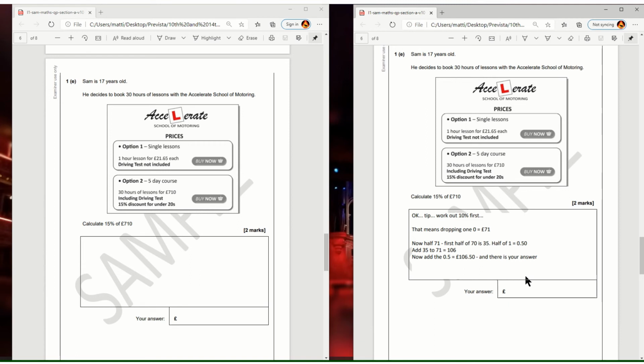So there you go, your answer here is 106.50. Okay, so again, have a little try through that again. If you want, try that with a calculator, and take it from there. But basically, 10% means we're dropping a 0, and we take it from there.